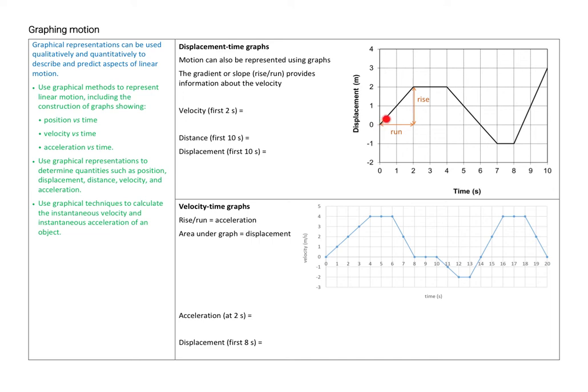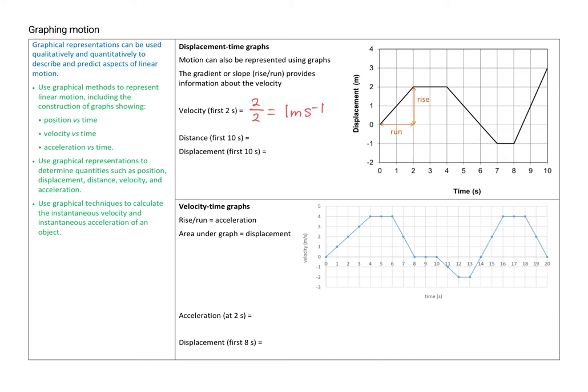Now this line has a constant slope, so the slope doesn't change in these first 2 seconds. So we know the velocity is constant for the first 2 seconds. The slope gives the velocity. If the slope doesn't change, the velocity doesn't change. So what's the slope of this line over the first 2 seconds? Well, the rise is 2, the run is 2, so that is equal to 2 over 2, which is equal to 1 metre per second.